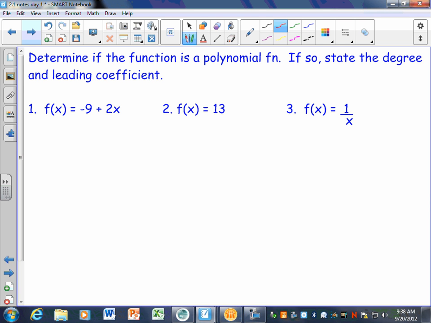So my first one there: f of x equals -9 plus 2x. Is it a polynomial? Are there any negative exponents? Are there any fractional exponents? Anything crazy going on in there? No. Negative 9 and 2 are real numbers. x to the first power, that's an integer. So it is a polynomial.